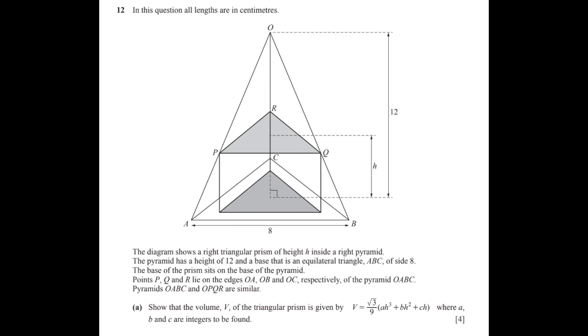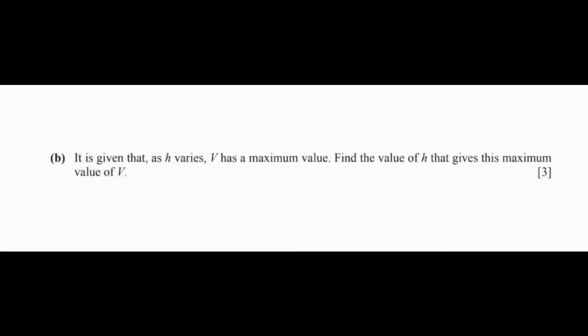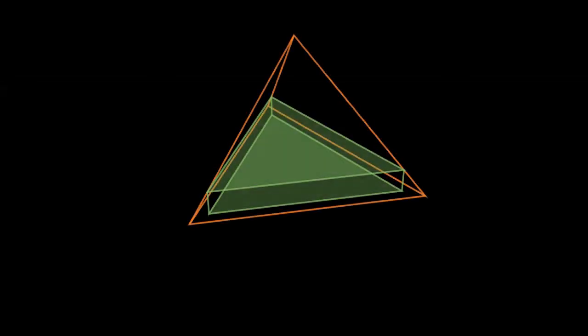Okay, so anyway, part A is going to lead you into getting an expression for V in terms of H. And that will be needed for part B, where we will take the derivative of that to find the maximum value of the volume. Whenever you see maximum value of something, you should immediately think of the derivative. All right, so let's take a look at this shape.